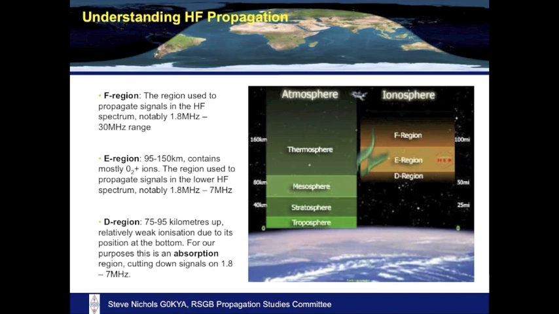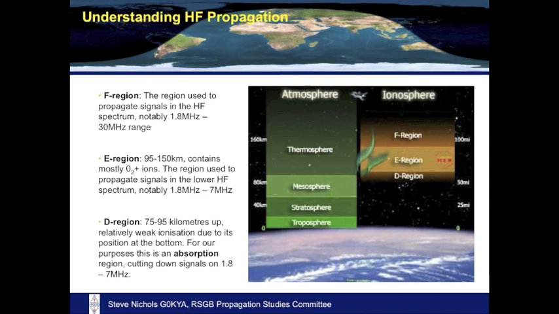So going up a little bit now to perhaps 100 kilometers, 95 to 150 kilometers, we find the E region, and this is the region that's mostly responsible for propagating signals in the lower HF spectrum, notably 1.8 to 7 megahertz. It's there during the day, it's still there at night, but it's much, much weaker. It's very, very weak indeed, but it's still there.